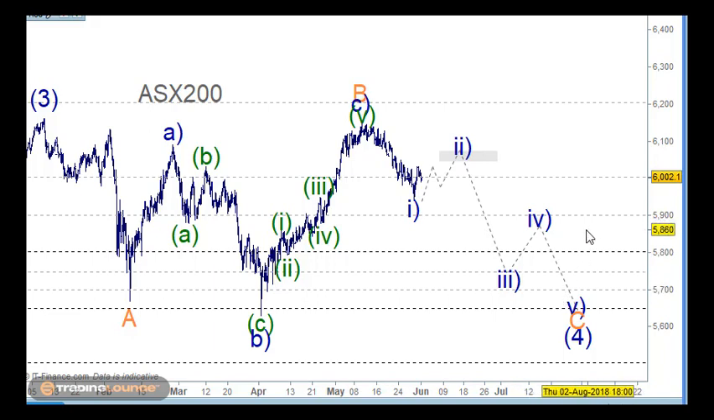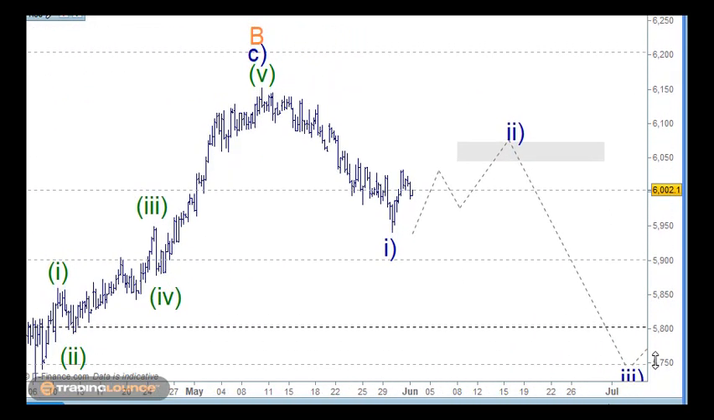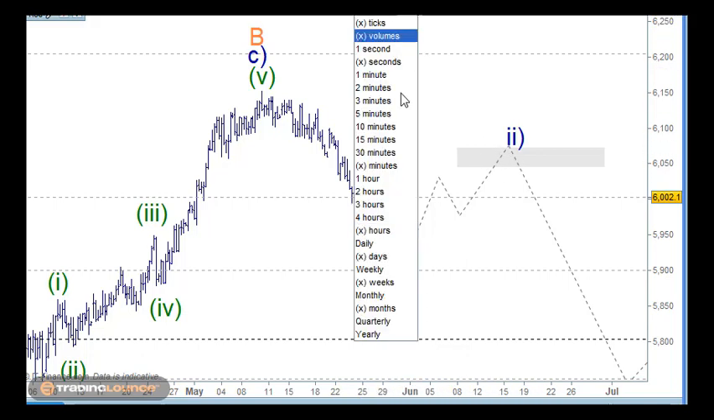We'll be mindful of all the counts, and we'll look for certain triggers at certain places. So just to mention with BHP, that move up off its low there, we'll get the same here as well. So an A wave, a B wave, and a C wave up into this space here. And we'll talk about that.